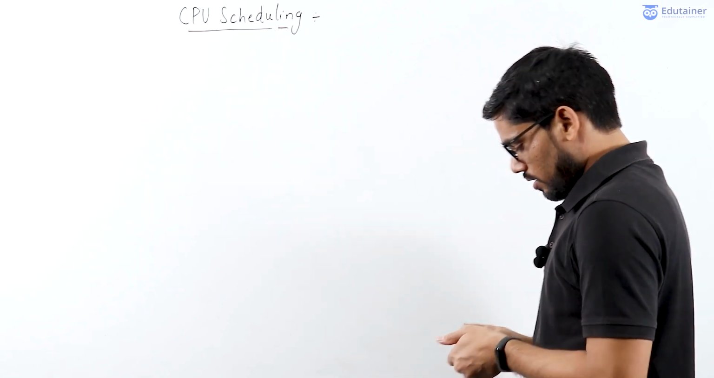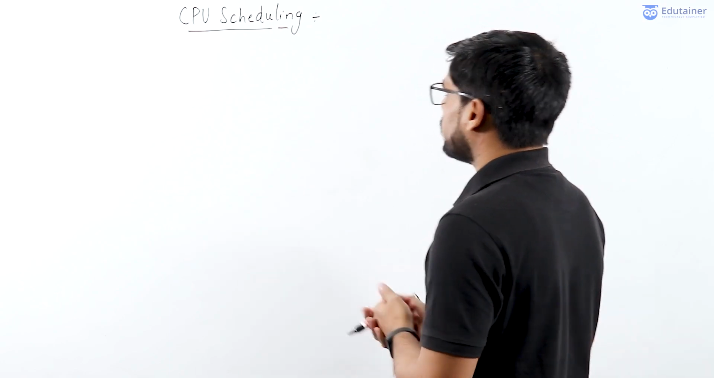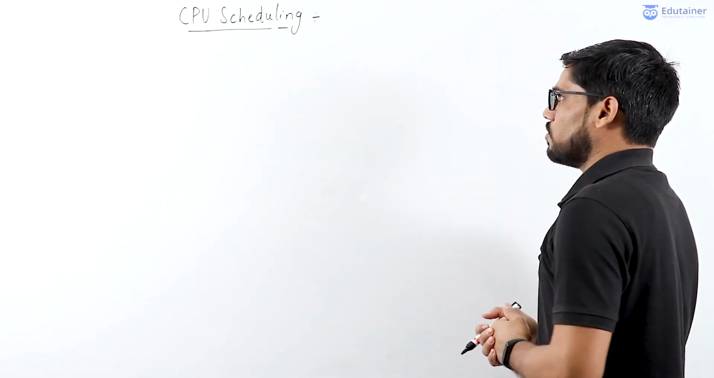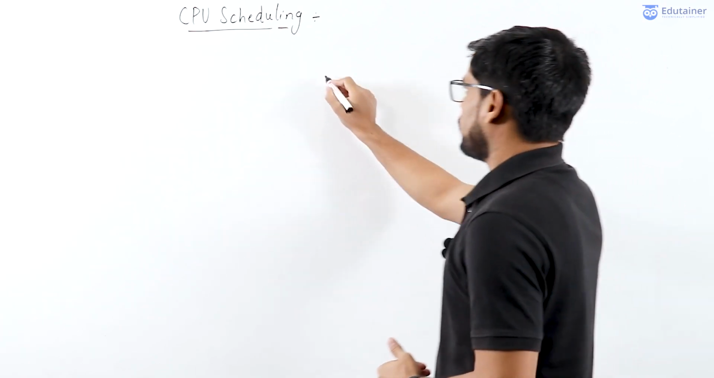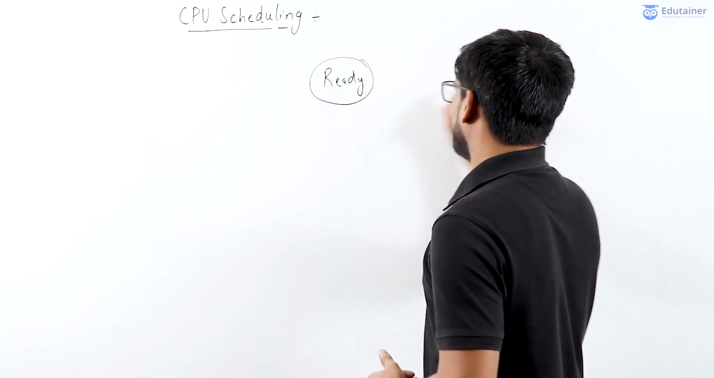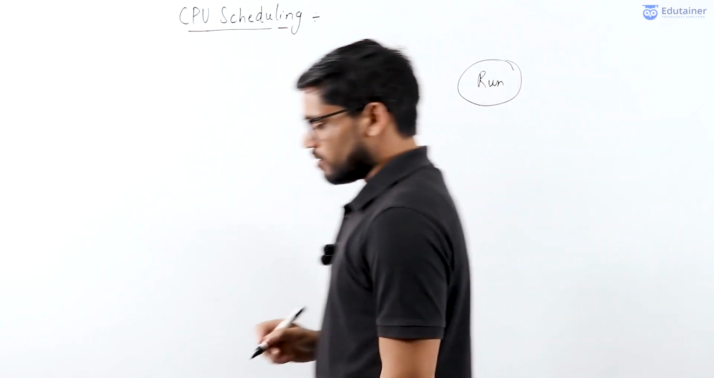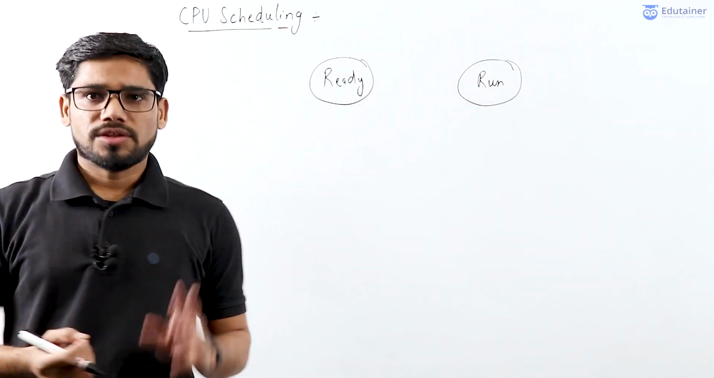Hello everyone. So let's discuss CPU scheduling. First of all, you know that CPU scheduling is performed in the ready to run state. While discussing the scheduler, I already told you there are three types of scheduler.